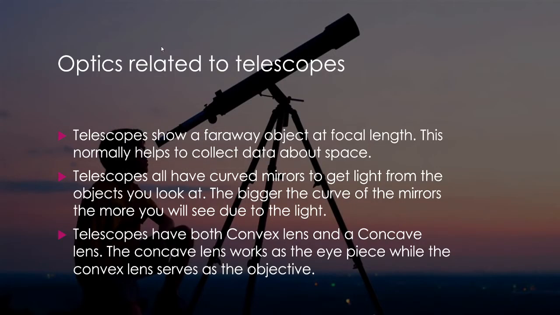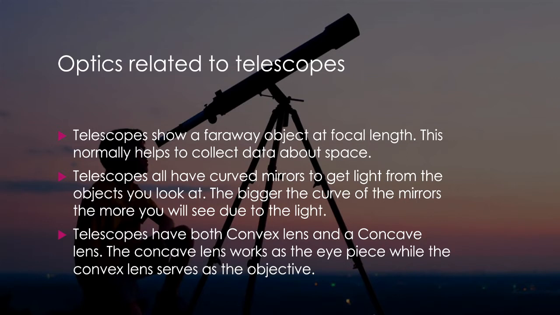So, optics related to telescopes. So, basically, how telescopes really work. Telescopes show faraway objects at focal length. This normally helps us calculate data about space. Most telescopes have curved mirrors to gather light from the objects you look at. The bigger the curve of the mirror, and the bigger the lens or the mirror, the more light will enter the telescope, which means the more you can see, and the farther you can see.